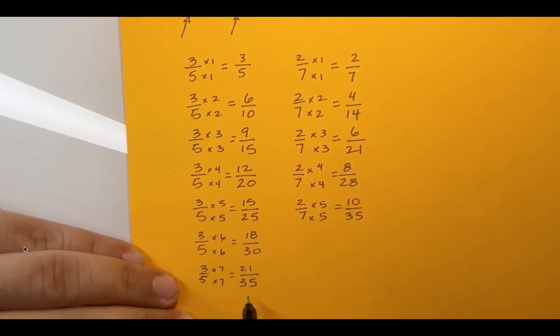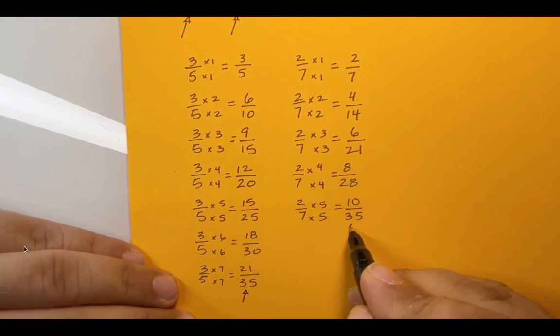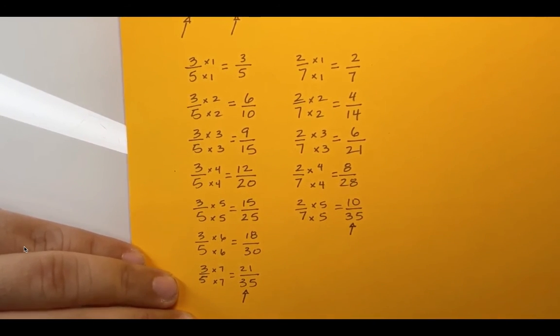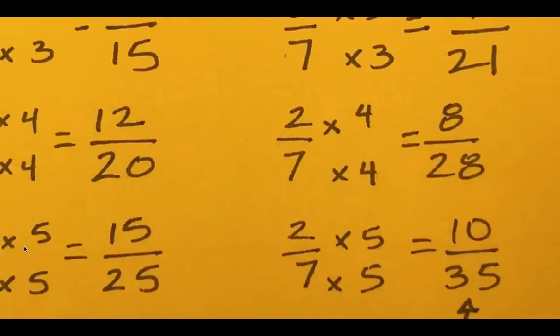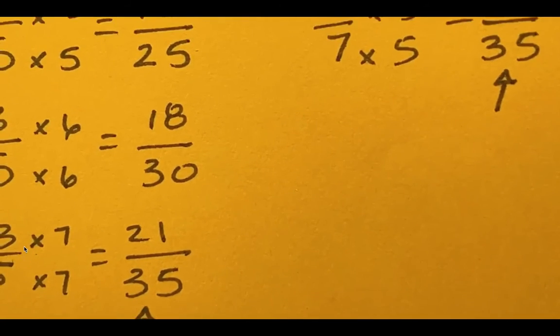And there it is, ladies and gentlemen. We now have a fraction with a denominator of 35 and another fraction with a denominator of 35. These are the two equivalent fractions that we are going to use to solve our original problem.